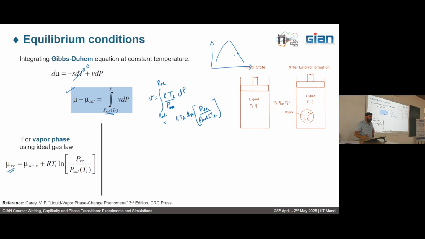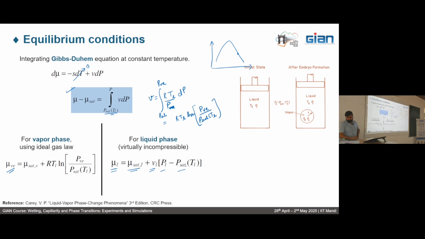Similarly, we can do it for the liquid, but we know that liquids are incompressible. So it means that their volume is not a very strong function of pressure. So simply we can write mu L is equal to mu saturated liquid plus VL, which is the volume of liquid or specific volume of liquid, times PL minus P saturation at temperature TL.